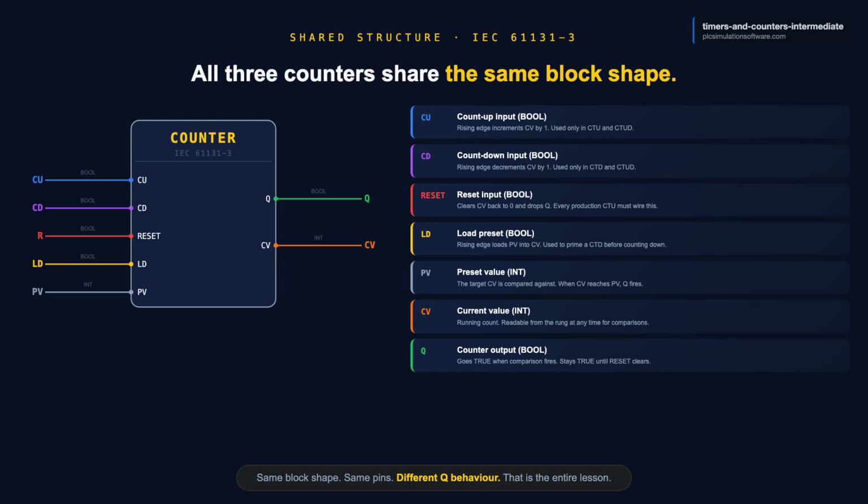The three different counter instructions all use these same pins. The only difference is which pins are wired and how Q reacts. Learn the shape once, and you can read every counter rung in any vendor environment.